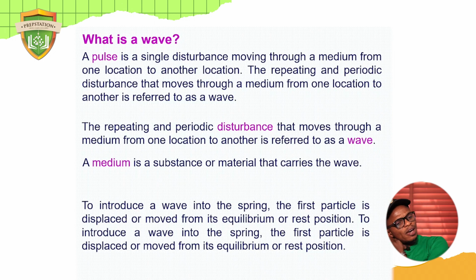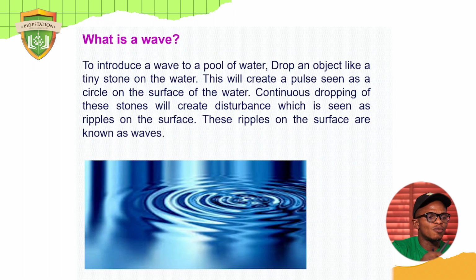Now, to introduce a wave into the spring, the first particle is displaced or moved from its equilibrium position. Okay, I've explained that before. Now, let's move forward. The second example I said I'm going to be using is ripples on water. Okay, I said I'll be using two examples. Now, to introduce a wave to a pool of water is very simple. This is what we do every day, and we experience it every day. Just drop a tiny stone on the surface of the water.